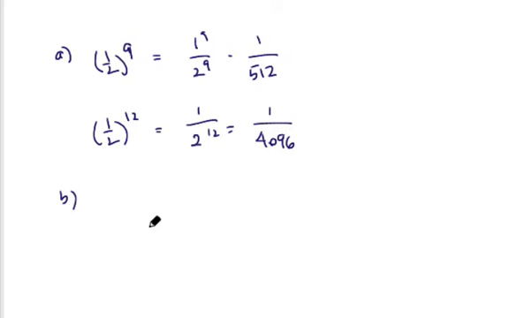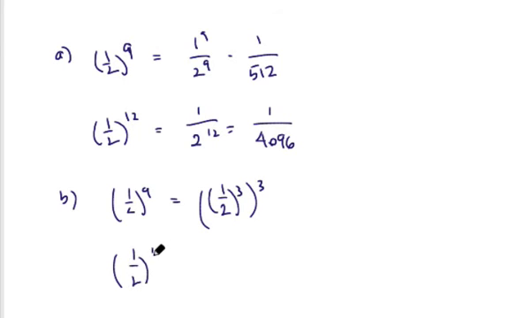So now we want to write each answer in part A as a power of a power. So first, if we have 1 over 2 to the power of 9, we can separate this as 1 over 2 to the power of 3, and then to the power of 3 again. So if we multiply those together, it'll be 9, so it's the same thing.